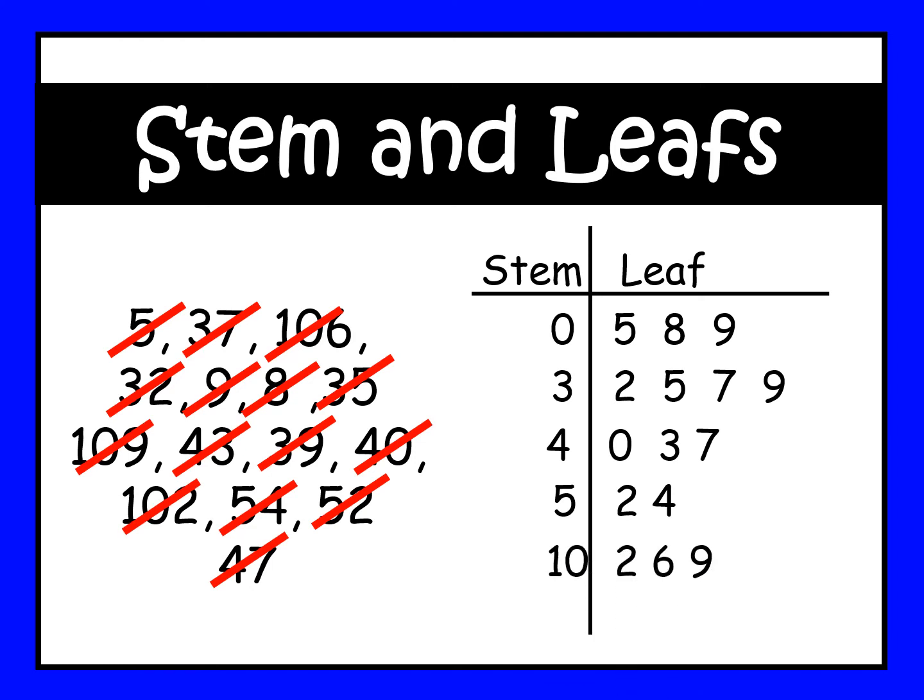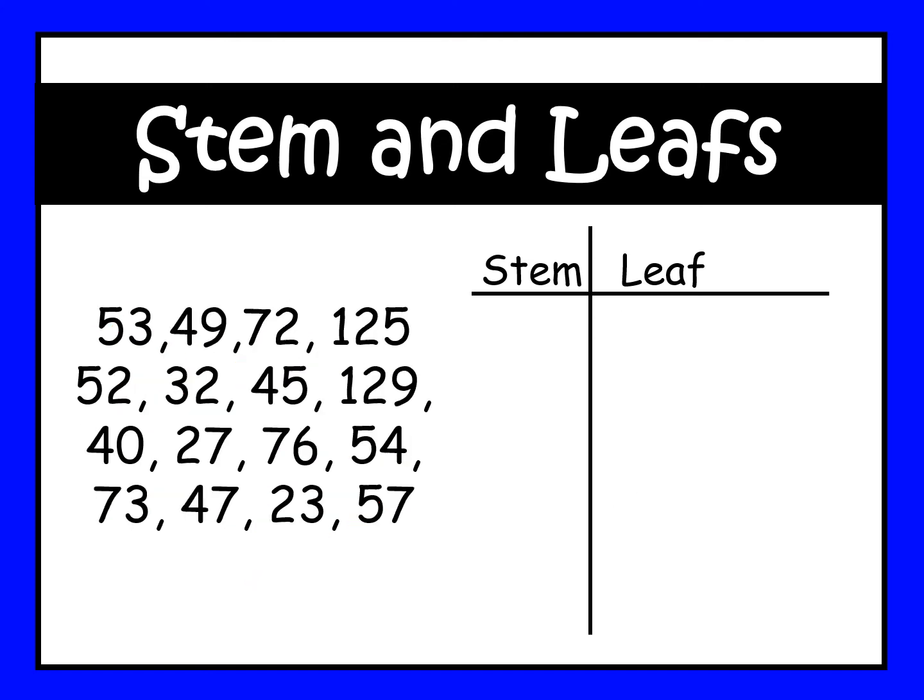102, 106, and 109. Notice that in my stem and leaf, I have the tens and the hundreds place. Okay, let's go to our next example. I'm going to take this data and transfer it to my stem and leaf.